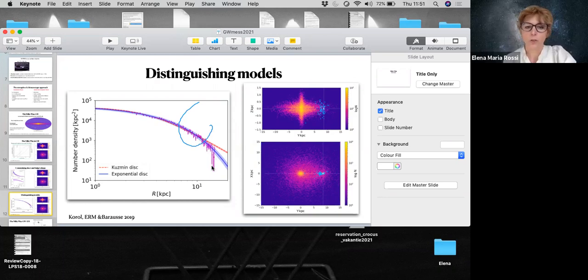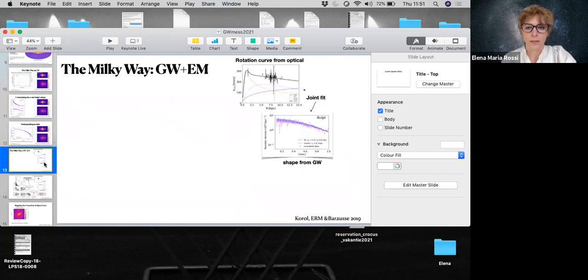We can distinguish between the different models because we have sources also in the outskirts of the galaxy. Okay. And then we made a joint fit between the shape that you can obtain in gravitational waves and the motion that you can instead obtain from optical data, the proper motion in particular. And for now, for this particular paper, we focused only on proper motion of double white dwarfs.